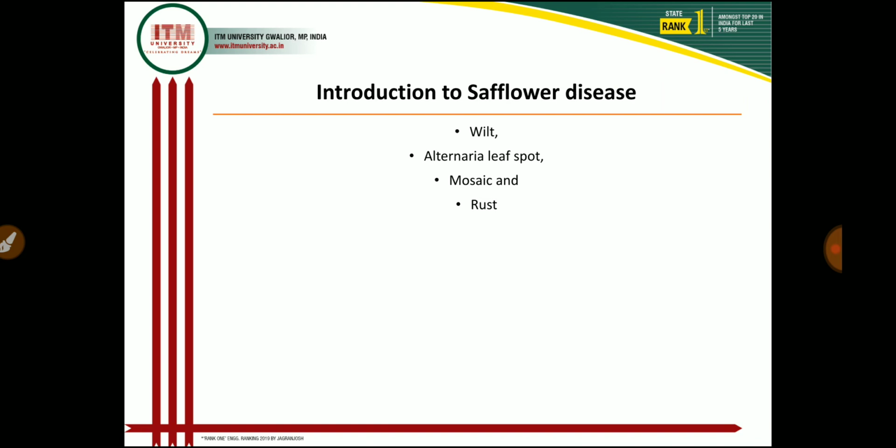The safflower crop is one of them, an important oilseed crop, and it has spines or thorns. That's why it is mostly resistant to a number of pests, but it is more prone to attack by a number of diseases. So in today's lecture I cover the 4 diseases: wilt of safflower crop, Alternaria leaf spot, mosaic, and safflower rust. These are very important diseases that cause heavy losses to the safflower crop.